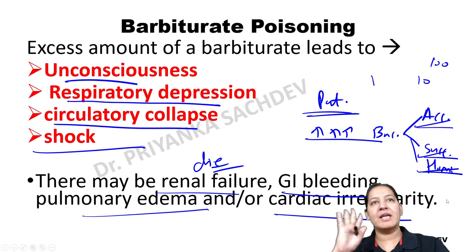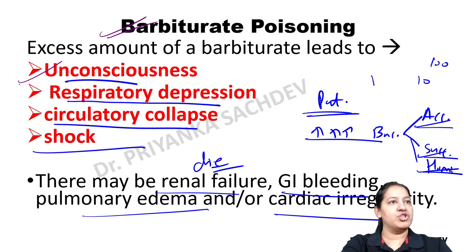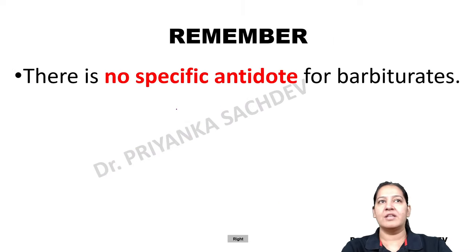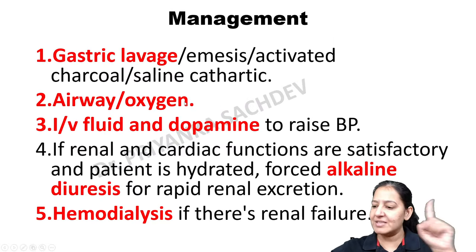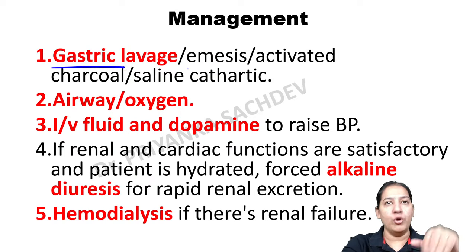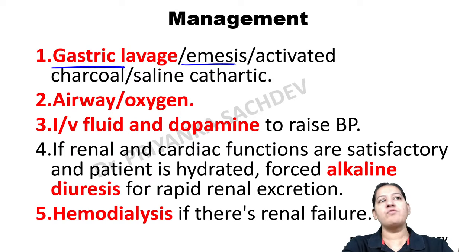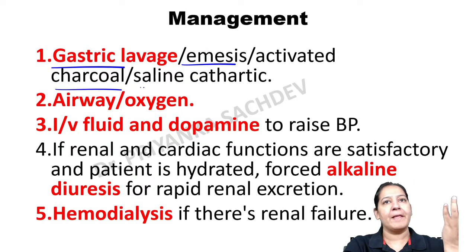So this is a typical case of barbiturate poisoning. Till now, unconsciousness is there. You do not want death. So what treatment will you offer? The first thing you should do is gastric lavage. Or you induce vomiting, emesis. You induce vomiting, you do gastric lavage. Or you give activated charcoal, saline, catheter lavage.